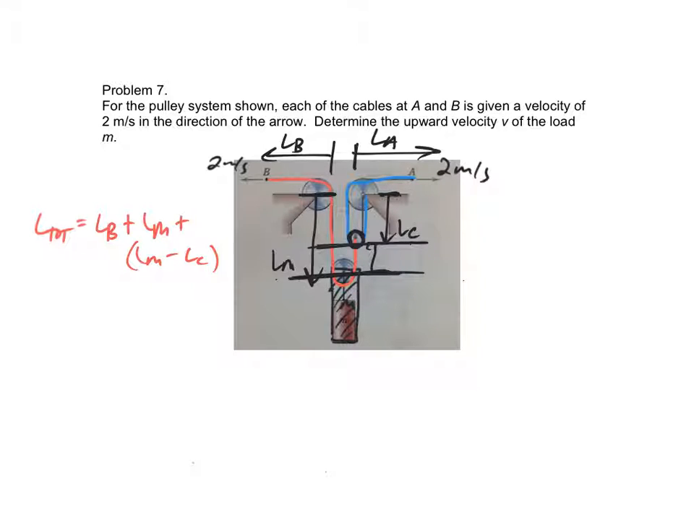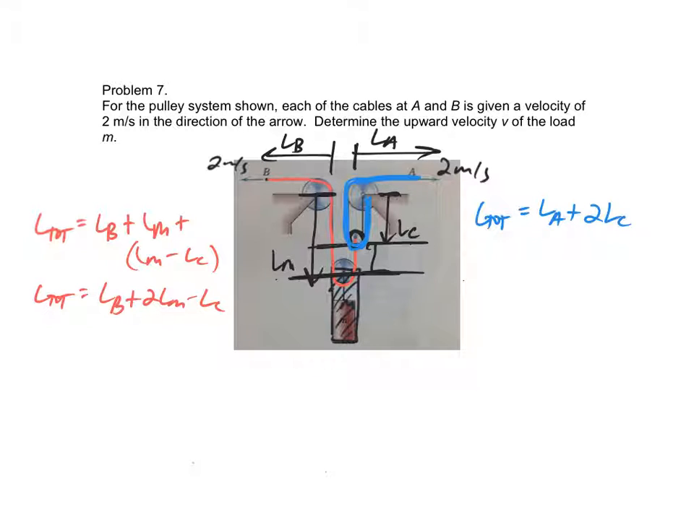So that's my equation, let me rewrite that. L total is LB plus 2LM minus LC. That's my equation for the red rope. My equation for blue would be L total is LA plus 2LC. All right, that is this length LA, and then LC and LC. So that's the equation for the total length.